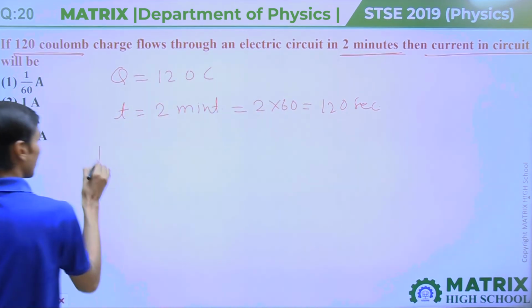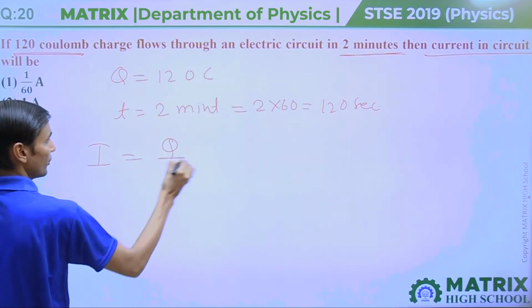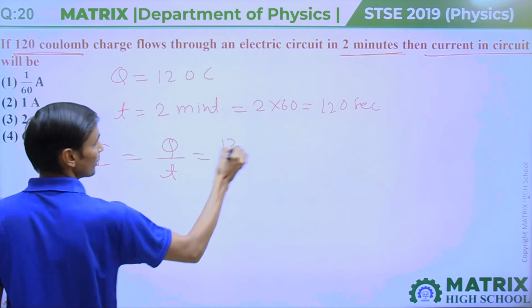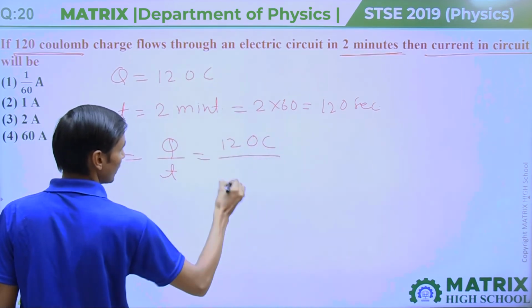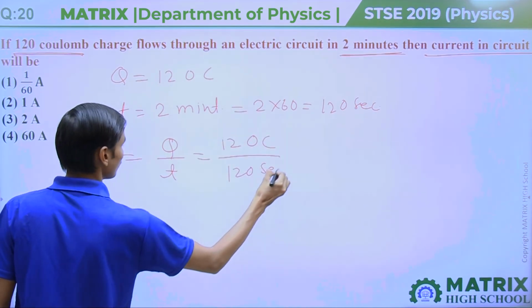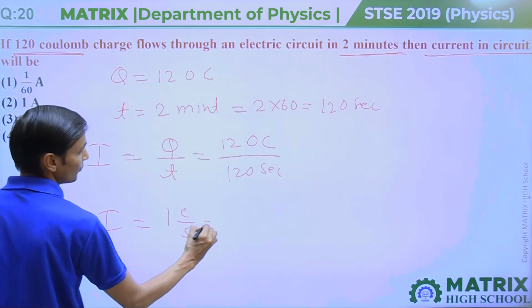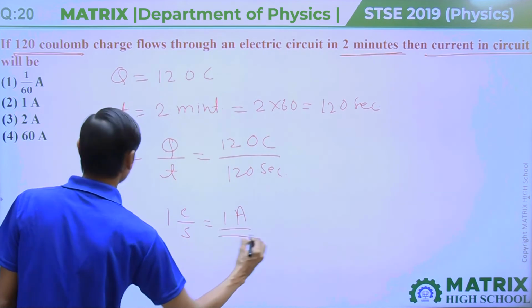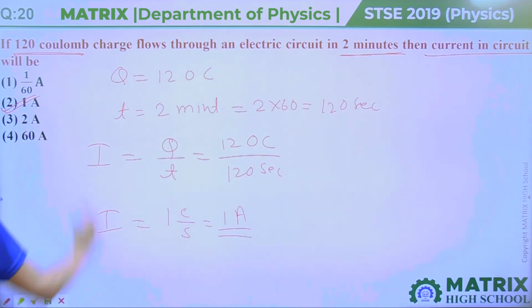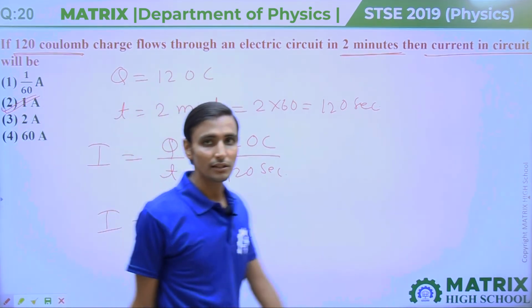As we know, current is charge flown per unit time. Charge is 120 coulomb and time is 120 second. So current will become 1 coulomb per second, or we can say 1 ampere. So your answer will be option second.